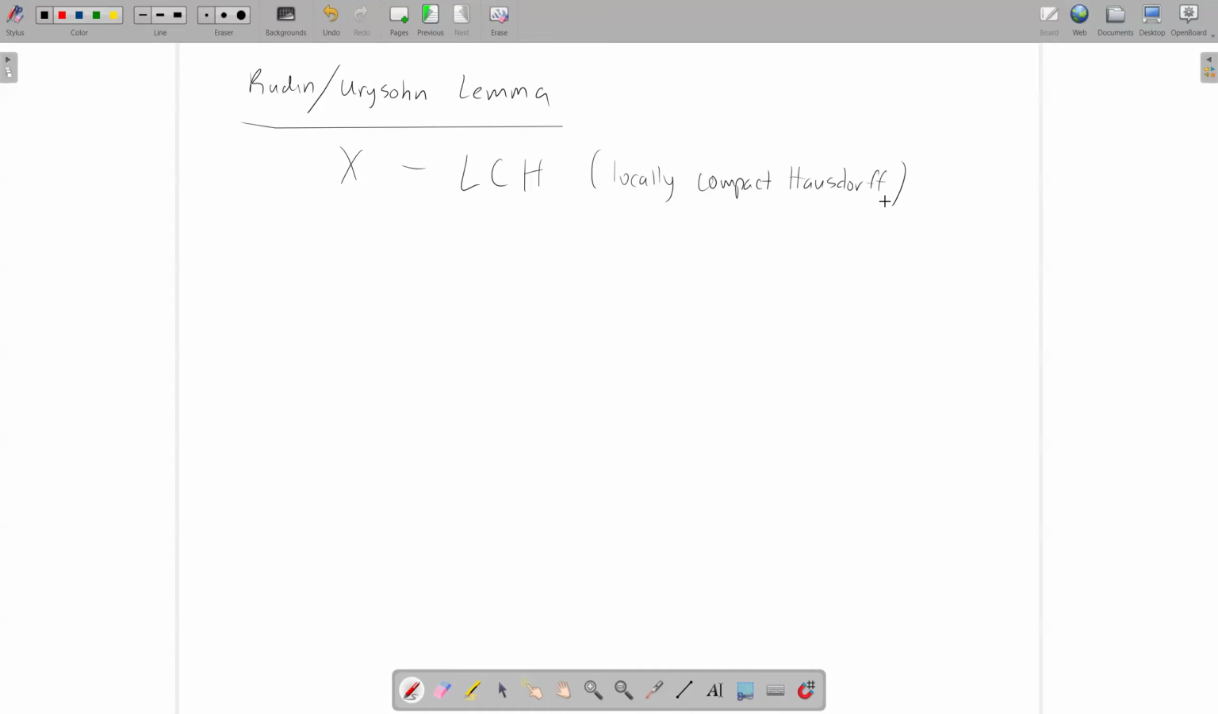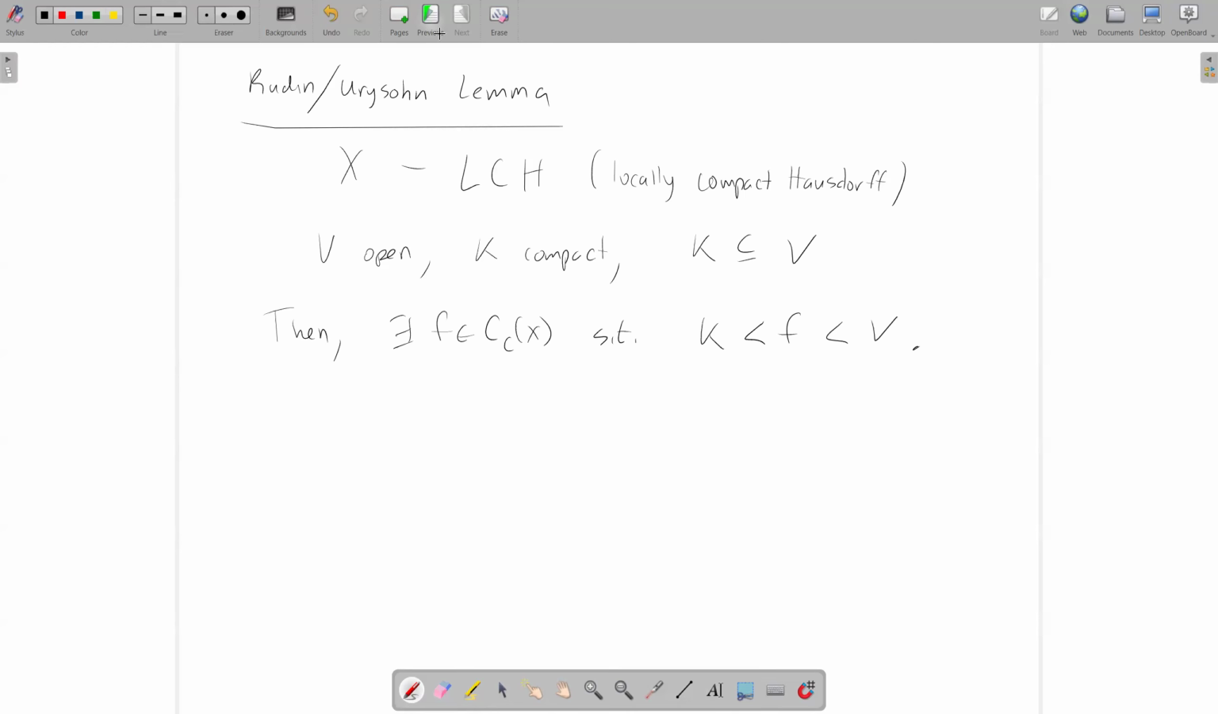Okay, V is open, K is compact, and K is contained in V. Then there exists an f that's a continuous function with compact support such that K is less than or equal to f is less than or equal to V. So both of those are true.